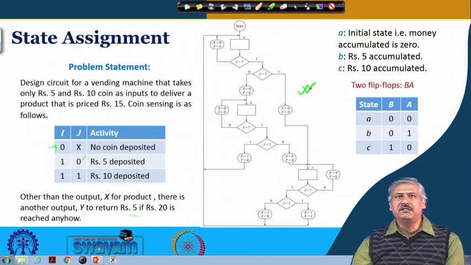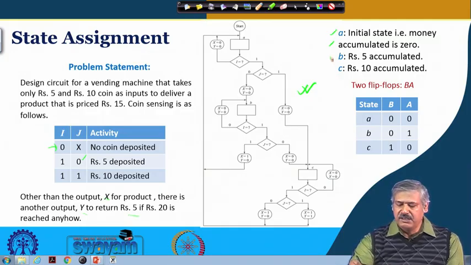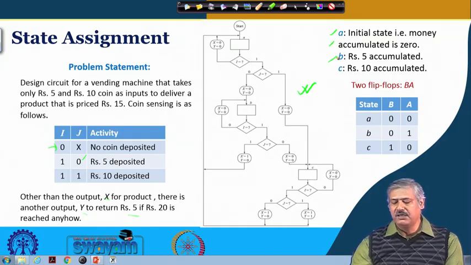Now to implement this particular circuit, we need to first do a state assignment, okay. The states were defined as A, B and C, we have already noted. We know 3 states means 2 flip-flops will be required. So we name the 2 flip-flops capital B and capital A, and the corresponding states are 0 0 for A, 0 1 for B, and 1 0 for C.